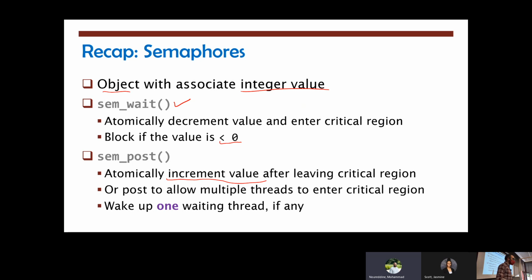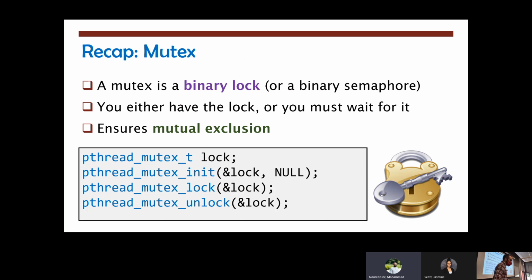What do you block if the value is less than 0? Is that counting before or after the decrement? After decrementing. So you first decrement. So if it's 0, it becomes -1, right, and then you block. There is an implementation outside of pthreads, the standard, where it does the opposite. Yeah, it depends, and then you have to adjust your post accordingly. Right? Okay.